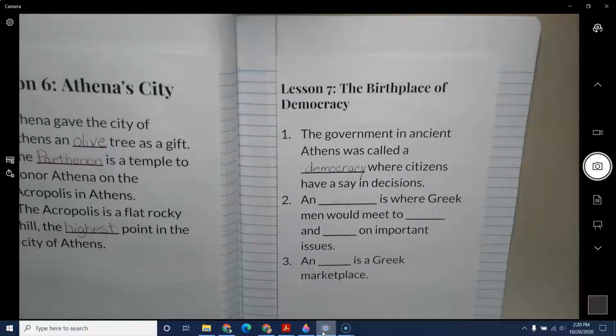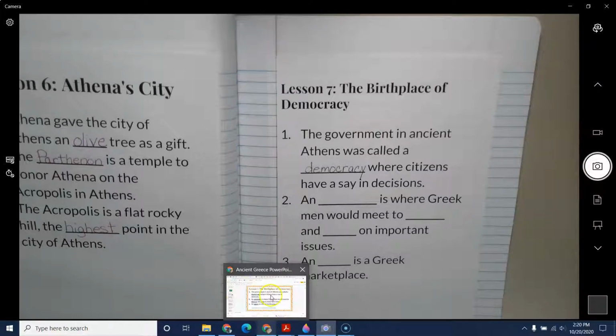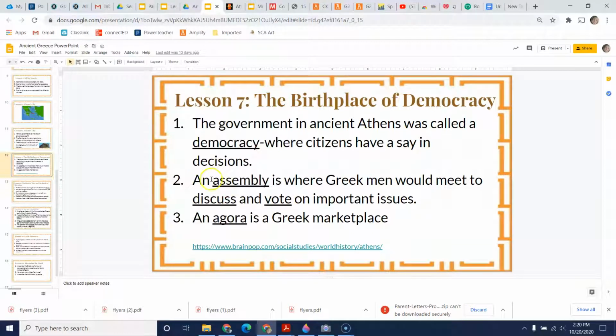So this was different than a lot of other governments that were around at the time, where there was one leader who was not chosen and who made all the decisions, and the people didn't have a say in what happened. So let's look again at our next set of notes.